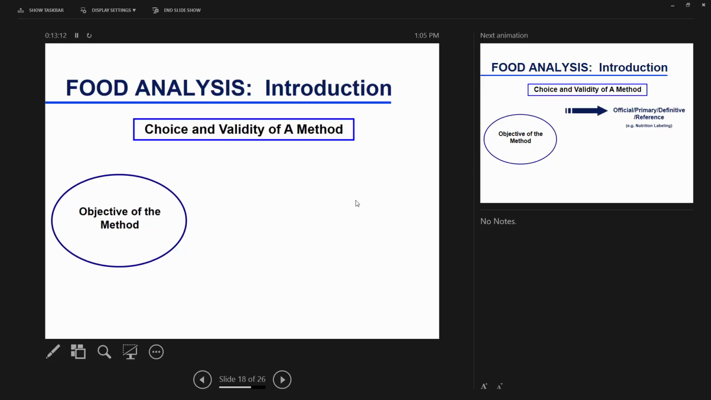Objective of the method. Again, you select the method based on your final objective. For example, do you want to determine composition for nutrition labeling? If you want to do that, then you are required by law to use official methods of analysis. Official methods of analysis, sometimes you hear that they are called primary, they are called definitive, they are your reference method. Official methods are approved by official agencies, such as AOAC, that's right. What does it stand for?